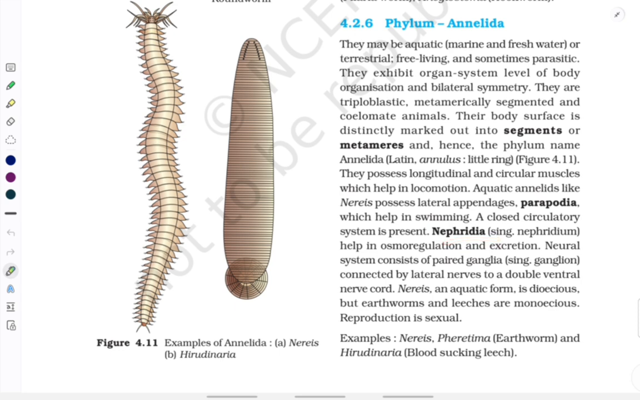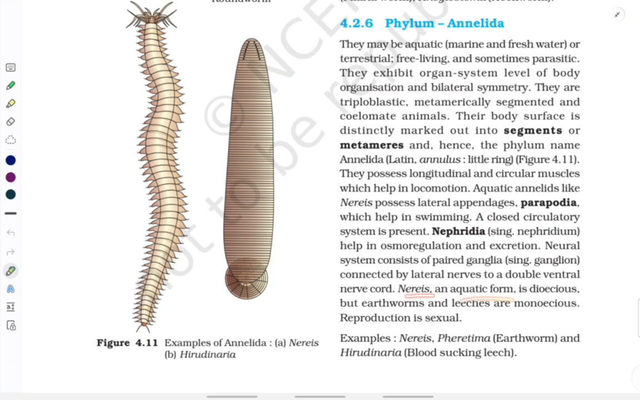Nephridia, which help in osmoregulation and excretion, are also present. The neural system consists of paired ganglia. Ganglia is the plural form, and the singular form is ganglion. So there is a pair of ganglia connected by lateral nerves to the double ventral nerve cord.